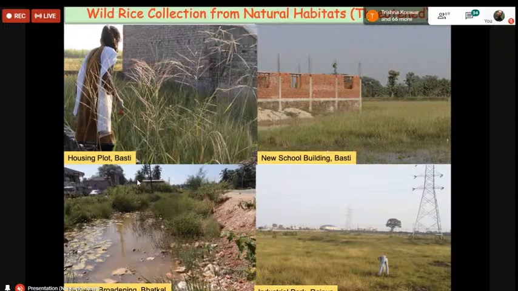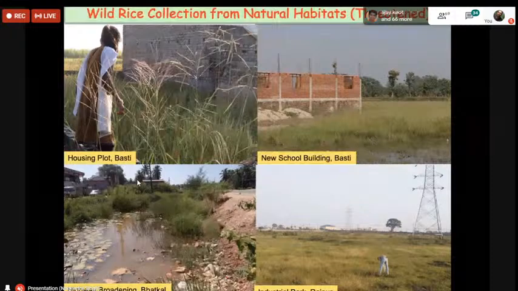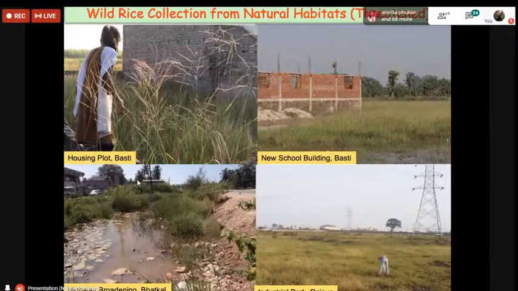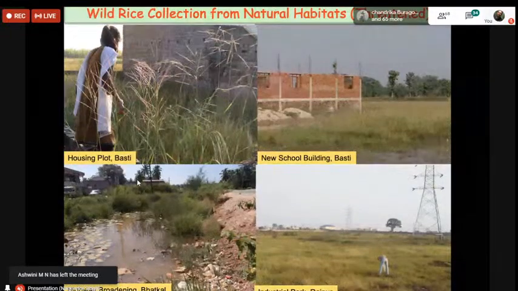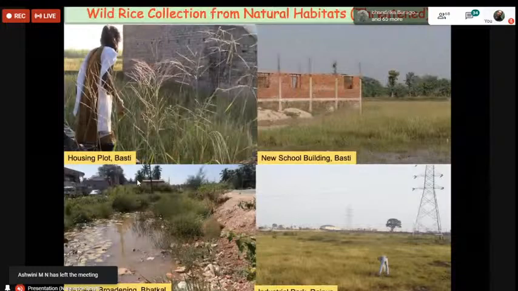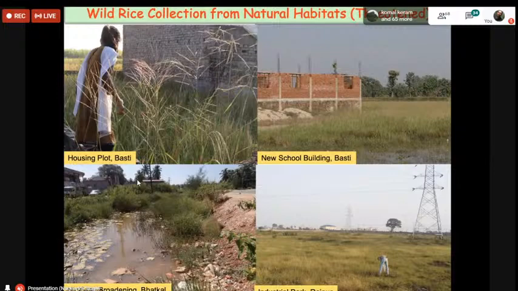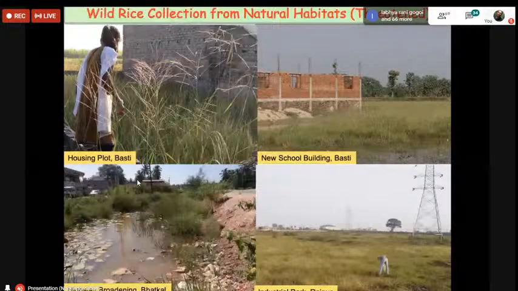Not only for wild rice, for all kinds of biodiversity, development is inversely proportional to the preservation of biodiversity, which is unfortunate because we have to do development also, but we should encroach as little as possible on the natural habitats so that we can preserve our biodiversity. And you can see this is a residential area here. I found more wild rice in the residential area, where some part is earmarked for making residential flats, but I am 100% sure that once this flat is made, the wild rice will not be there.